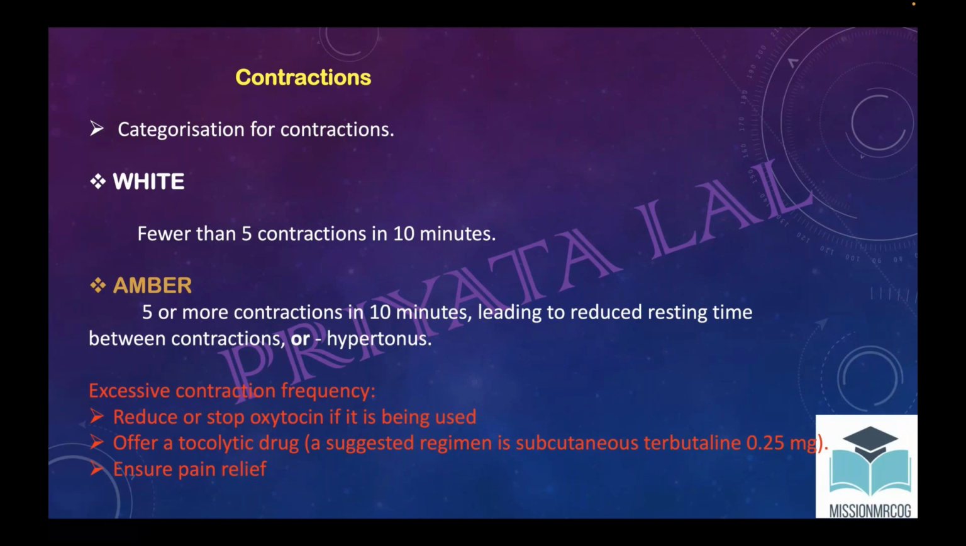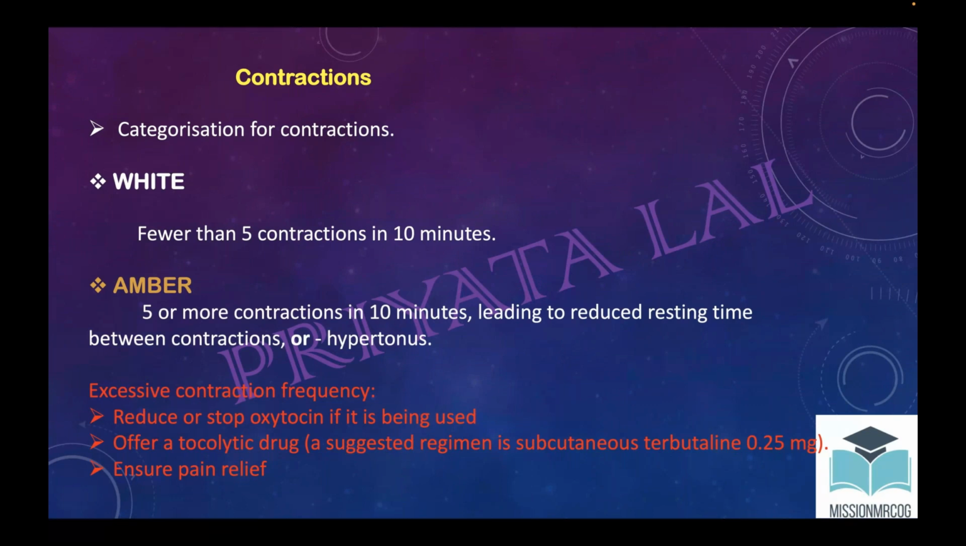Now what will you do if the contractions are excessive? We already know: reduce or stop the oxytocin, consider tocolytics, that is terbutaline 0.25 milligram subcutaneous, or pain relief. This will be the treatment. We know this from our previous knowledge and the previous guideline also. So for contractions, guys, there is no red mark given. For contractions, there are two categories: white and amber.